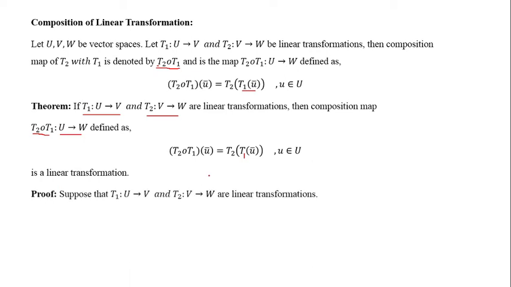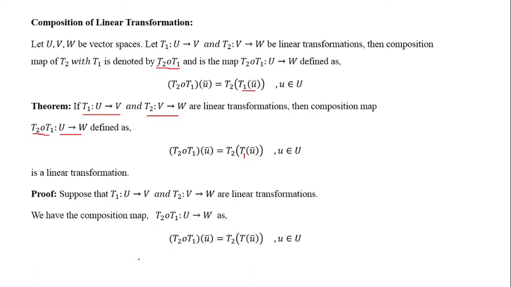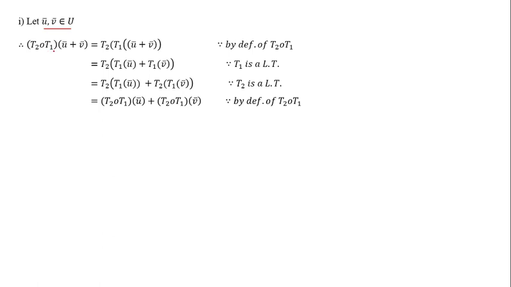So let's prove this. We are given that T1 and T2 are linear transformations. We are also given the definition of composition map, and we show that T2 composite T1 is a linear transformation. This means T2 composite T1 preserves the operations of addition and scalar multiplication. So for addition, take any two vectors u bar and v bar in vector space U. So T2 composite T1 operating on u bar plus v bar.